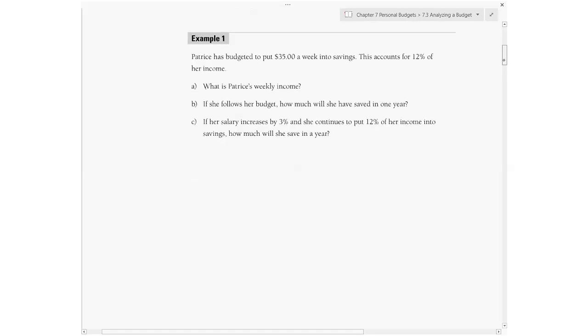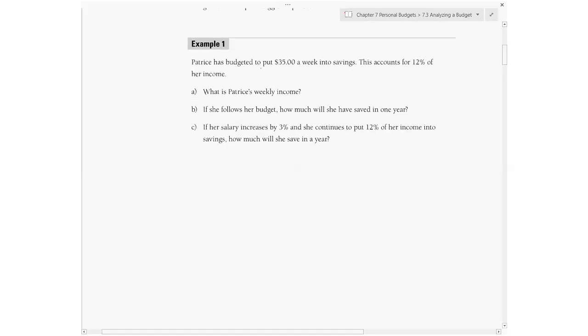We're going to take a look at Patrice. So she has budgeted to put $35 a week into savings, and this is 12% of her income. So we want to know what Patrice's weekly income is.